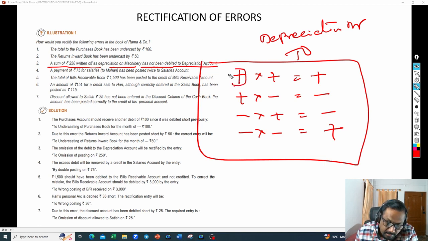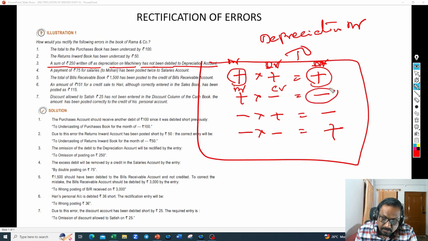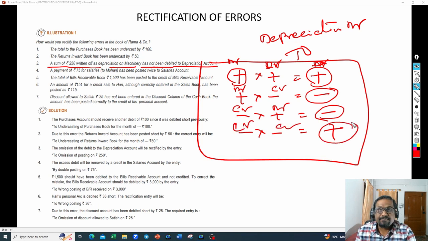Here let us say debit. If I take debit and debit, sorry, this is also debit, your balance will increase. If there is one debit, one credit, the balance will come down. One credit and one debit, balance will come down. One credit and one credit, balance will increase. This is a very important point.